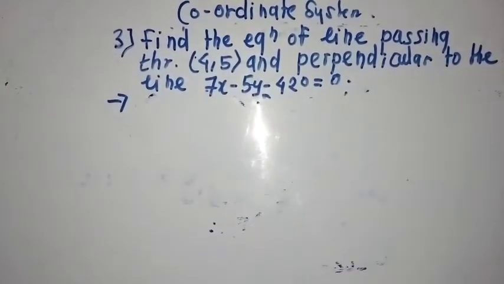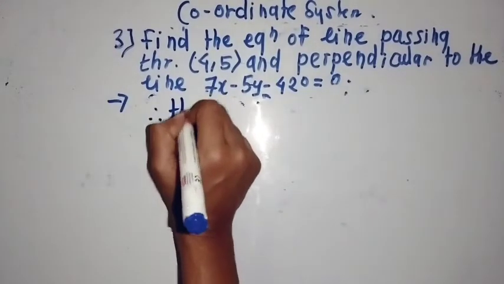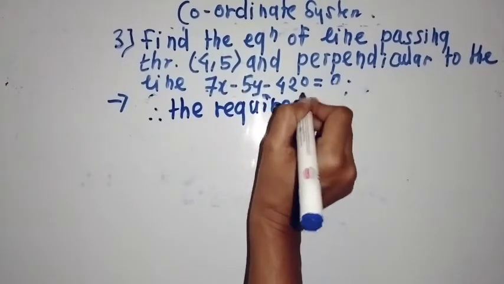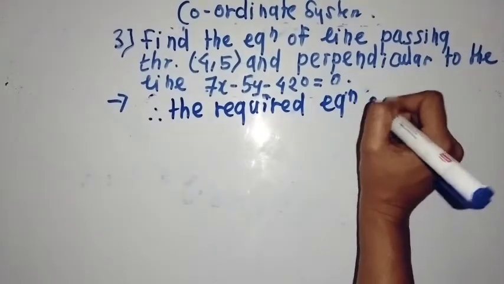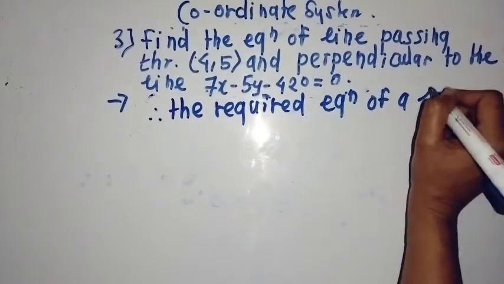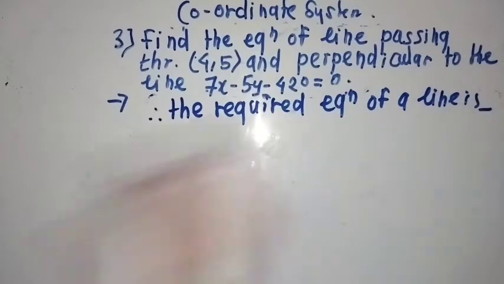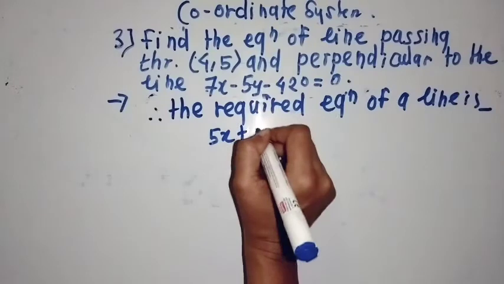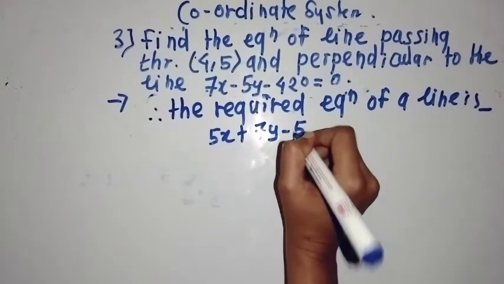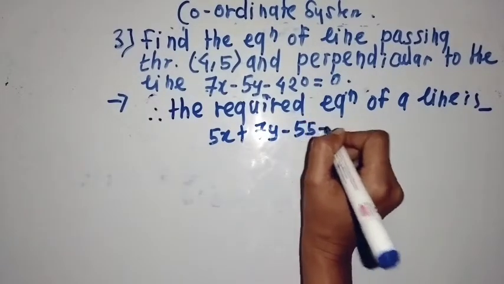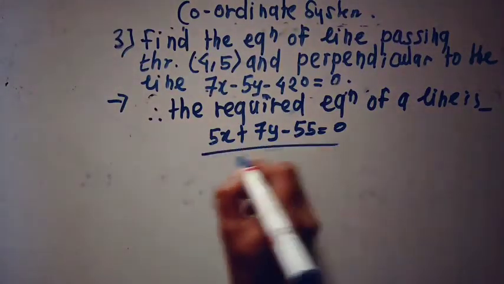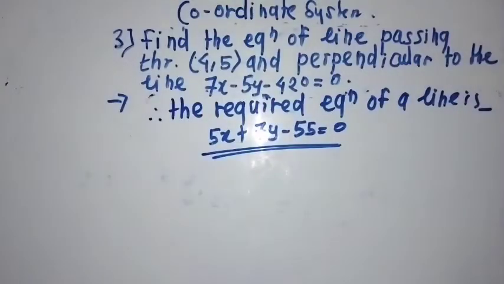Hence the required equation of a line is 5x plus 7y minus 55 is equal to 0. This is the equation of the line.